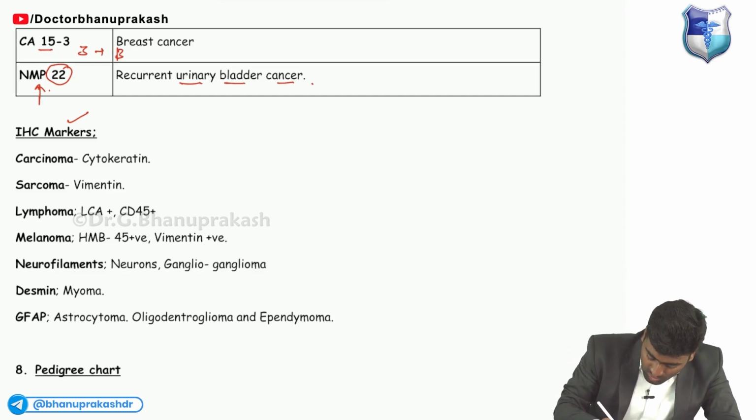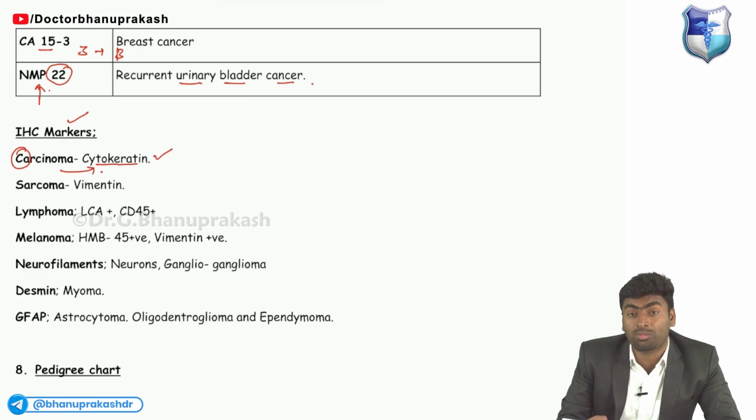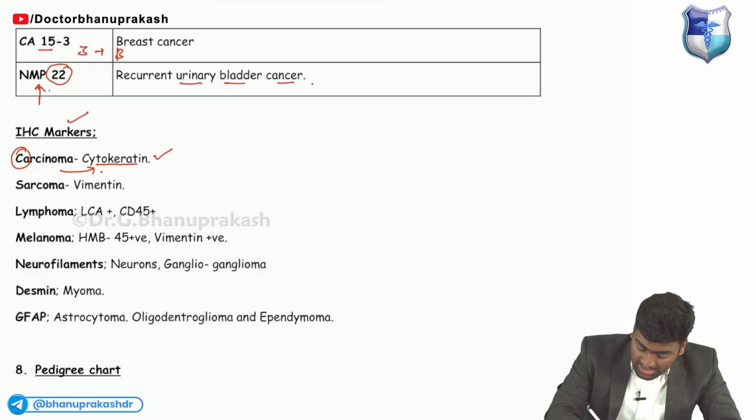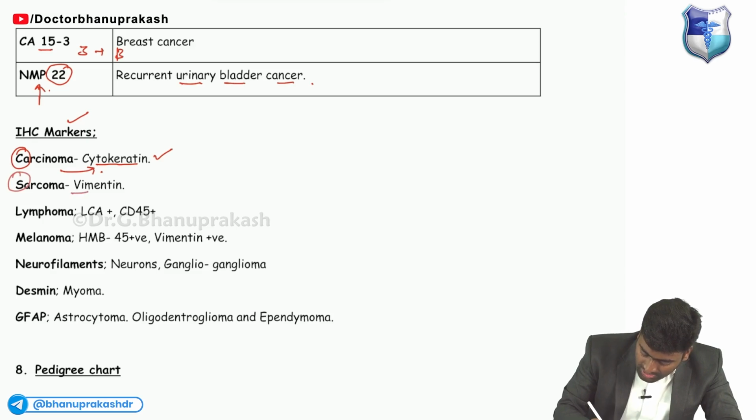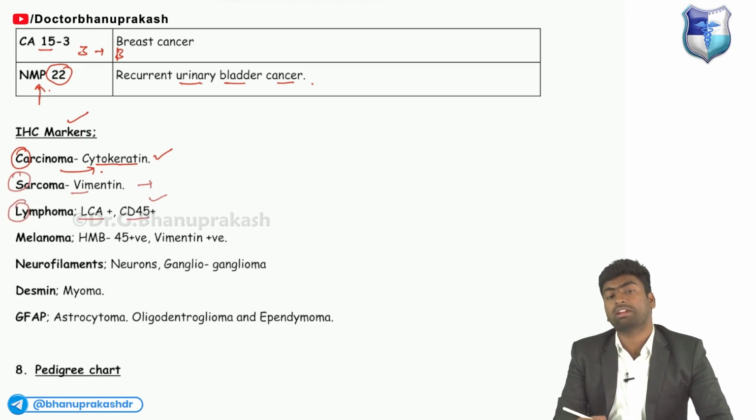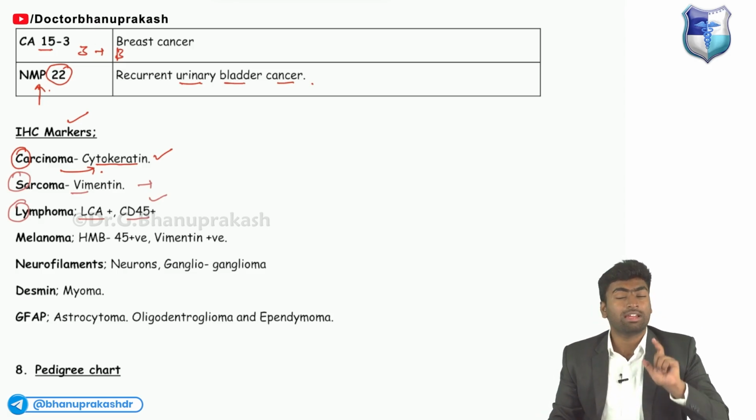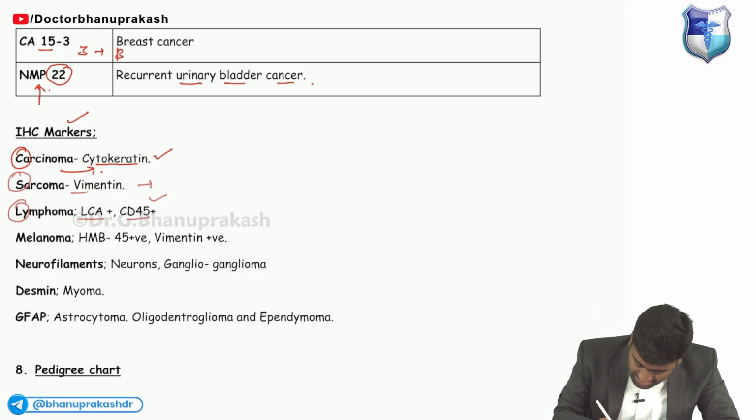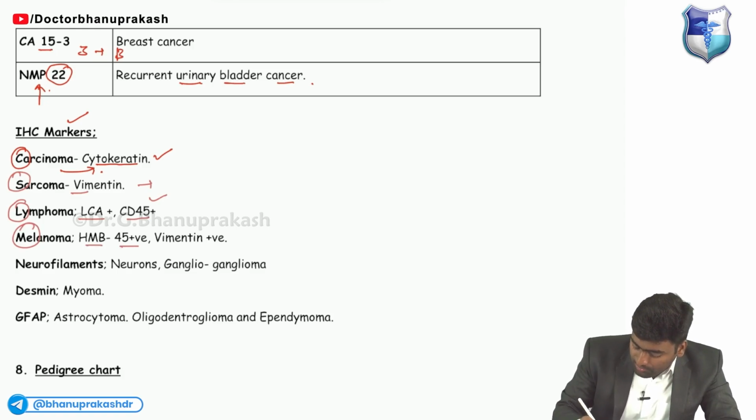So in a case of any carcinoma, like squamous cell carcinoma, you will see cytokeratin, C for carcinoma and C for cytokeratin. Then in the case of sarcoma, what will we see? We will see vimentin. And in the case of lymphoma, we will see LCA and CD45. Remember, lymphoma, LCA and CD45. Next, in the case of melanoma, we will see HMB45, then again vimentin positive, then S100. There is one more thing known as S100.